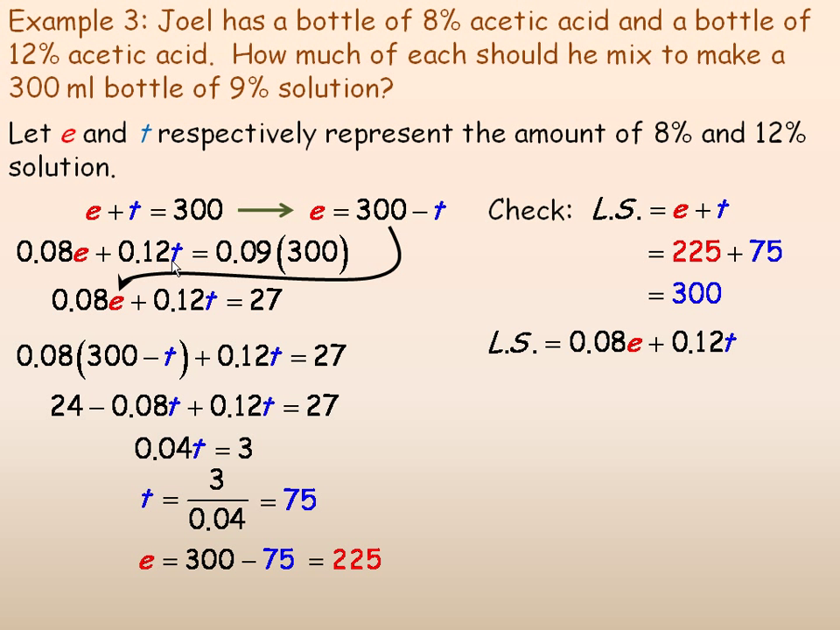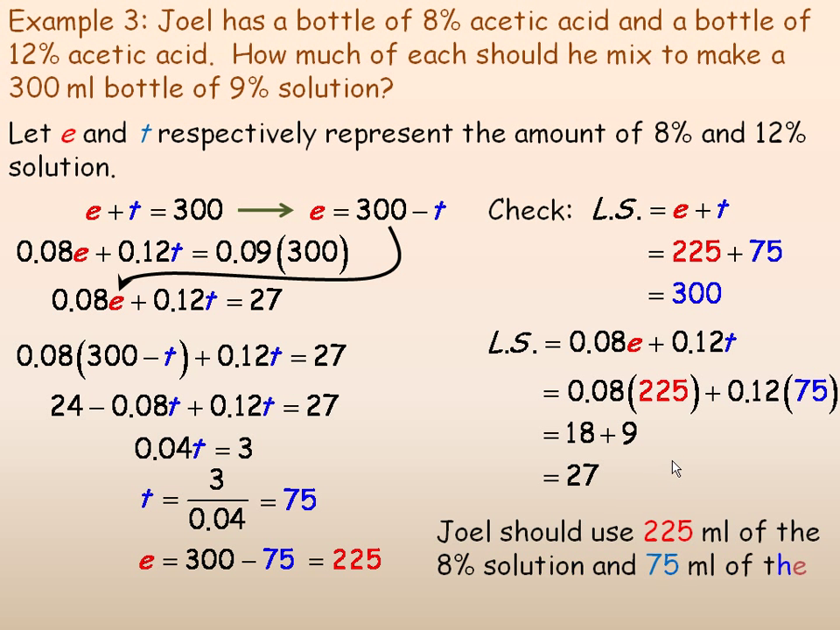And so going back to this equation here, 0.08 E plus 0.12 T. So again, putting 225 in place of E and 75 in place of T. Again, this should work out to 27 milliliters, which is 0.09 times 300. So if we multiply this, you get 18, and 0.12 times 75 is 9, and that does add up to 27. So it does check in the second equation. The amount of acid is correct in that 300 milliliter solution.